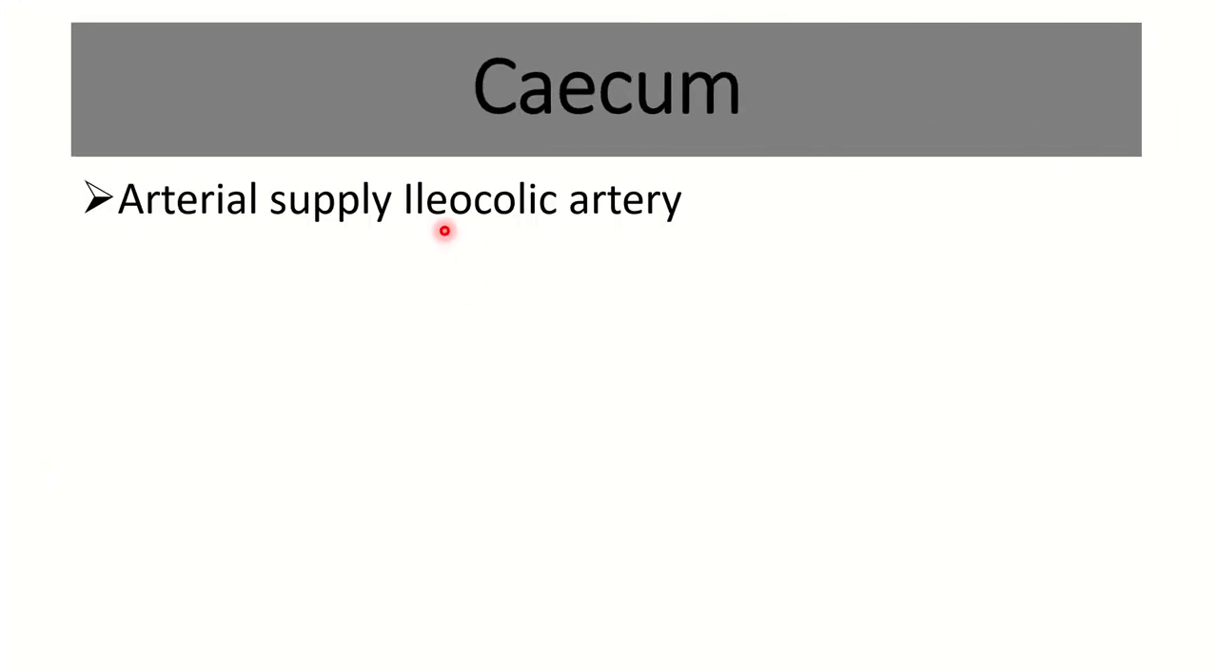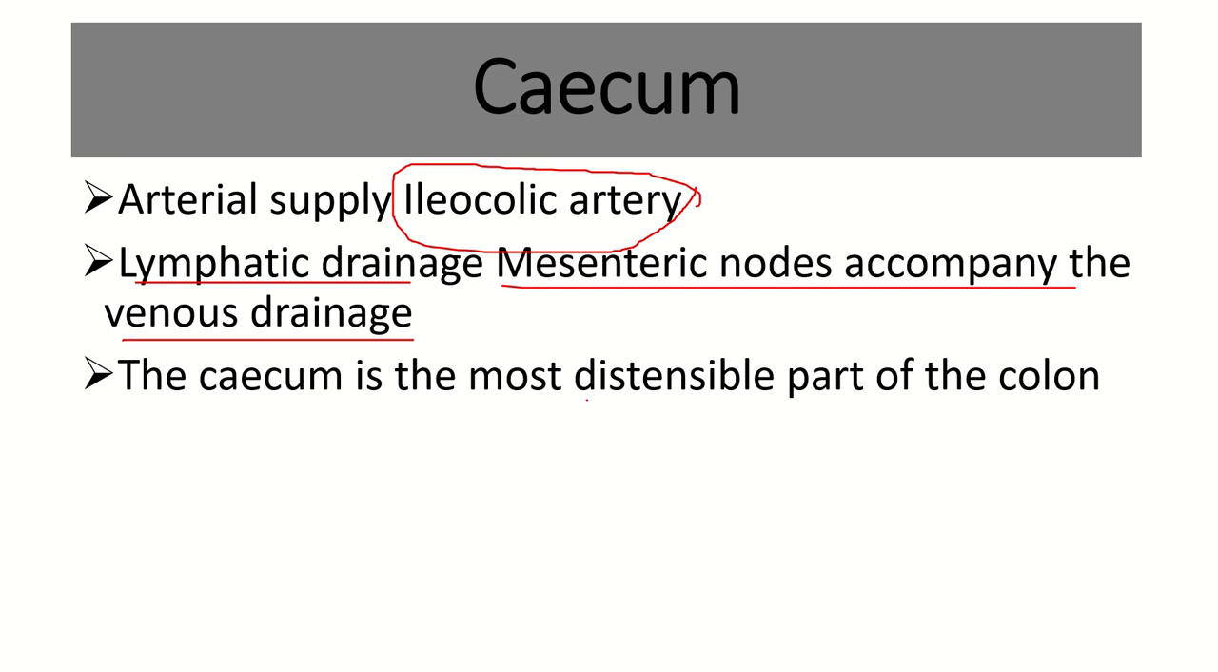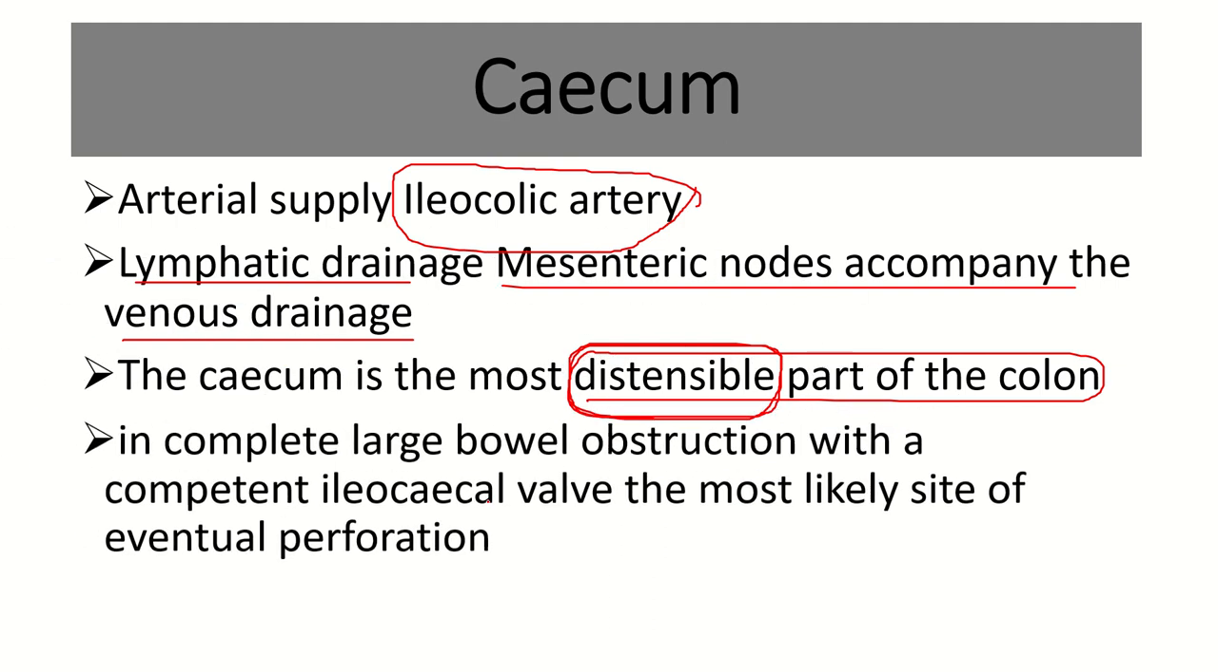Then arterial supply: the cecum is supplied by the ileocolic artery, and this ileocolic artery is not a direct branch of the abdominal aorta. It arises from the superior mesenteric artery. Then the lymphatic drainage follows the mesenteric nodes, accompanying the venous drainage. And the cecum is the most distendable part of the colon. This part is very important. In the body part, its breadth is more than the length, so the cecum is the most distendable part of the whole colon.